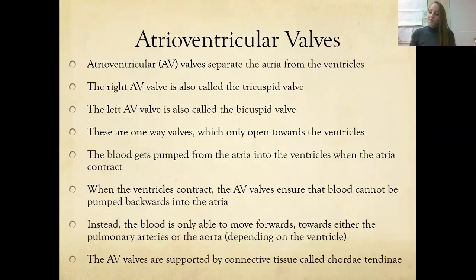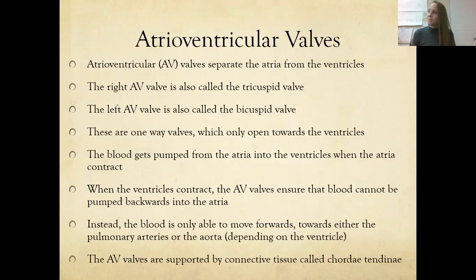There are a bunch of different valves which separate different sections of the heart. A pair of those valves are called Atrioventricular Valves, or just AV valves for short. And these AV valves separate the atria from the ventricles. That's where the name AV comes from. It's between the atrium and the ventricles. The right AV valve is also called the tricuspid valve. The left AV valve is also called the bicuspid valve.